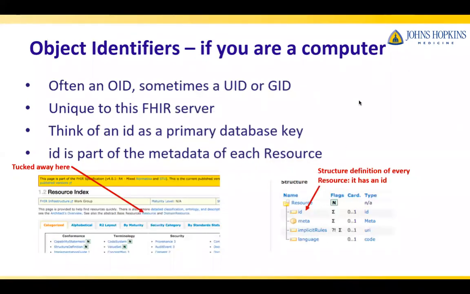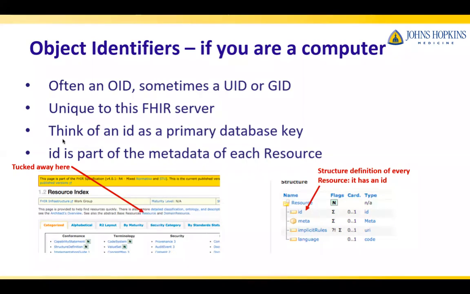Object identifiers, you're going to hear it referred to as an OID, sometimes as a UID or unique identifier, or a GID, a global identifier. An OID is unique to the particular FHIR server that you are working on. So it is really the URL or the endpoint plus the OID which identifies that particular resource. You can think of an ID as a primary database key if you took the SQL class.